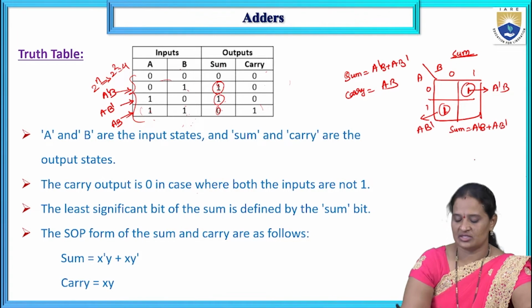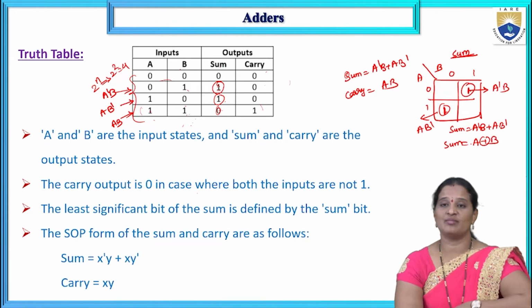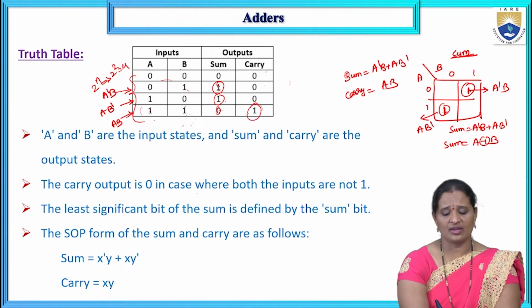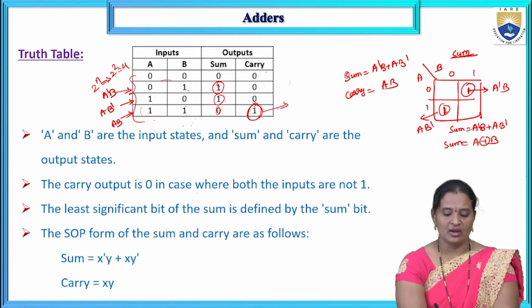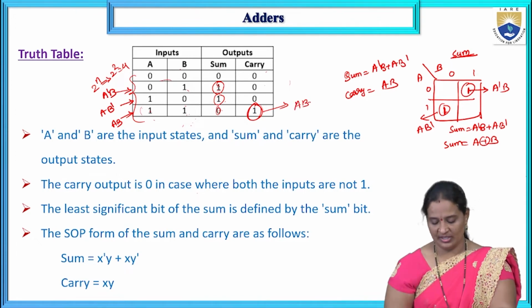If you look at this expression, I can write this as A XOR B, because A XOR B is equal to A bar B plus A B bar. And the carry output is 1 for only one combination, so no need to draw the K-map. Directly I can write down the prime implicant as AB. So carry output is AB.